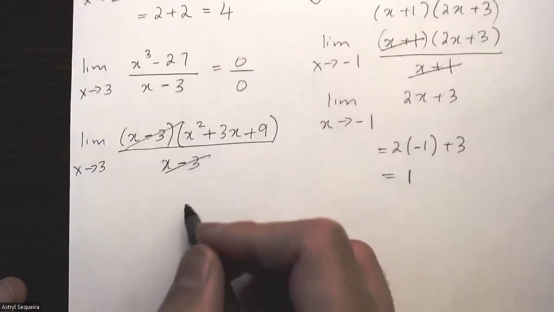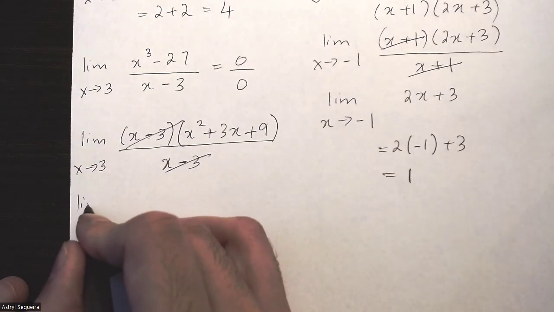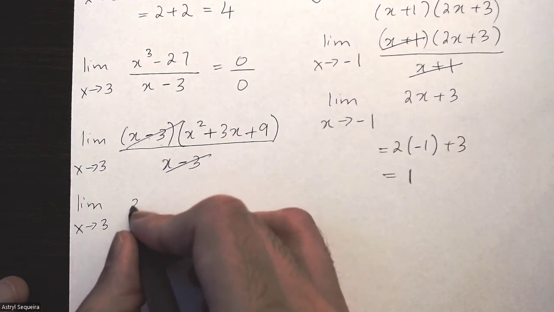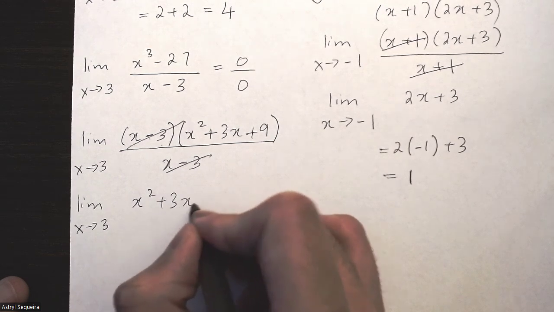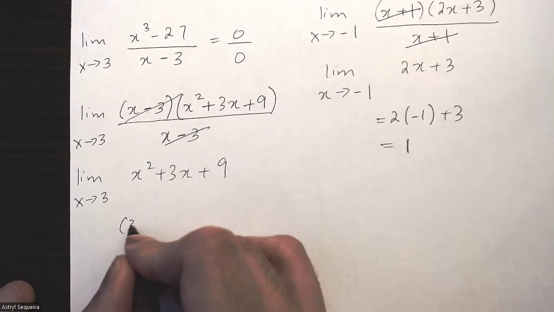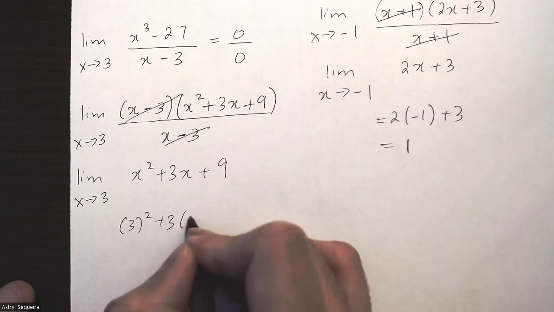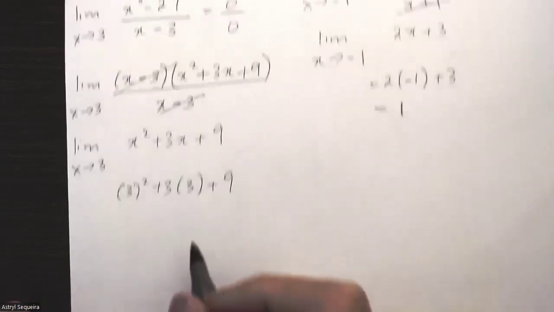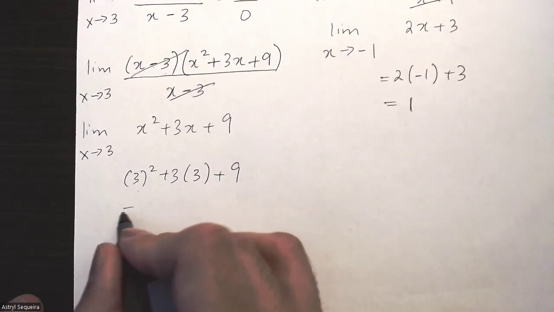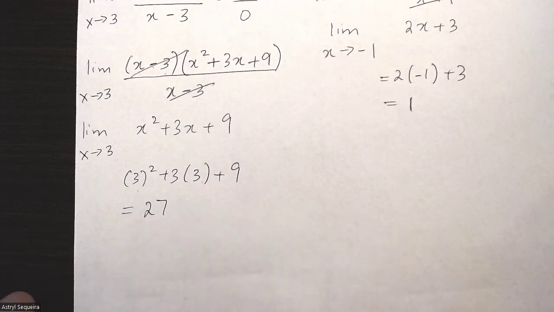X minus 3 is cancelled. So now I'm left with just x squared plus 3x plus 9. And sub in my 3 into this. That's 3 squared plus 3 times 3 plus 9, which is just 9 plus 9 plus 9, which is just 27.